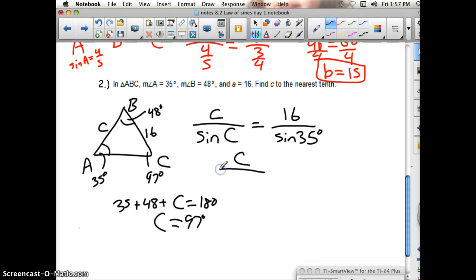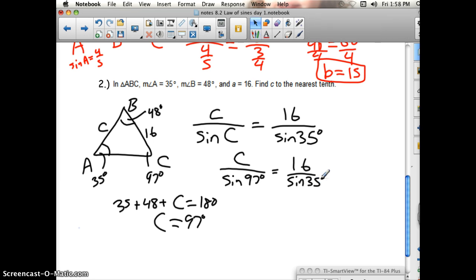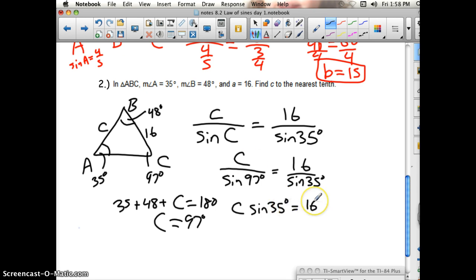C over the sine of 97 equals 16 over the sine of 35. Now when you're working with these, I would like you to keep them accurate to four decimal places, okay? So, let's cross multiply first. C sine 35 equals 16 sine 97.